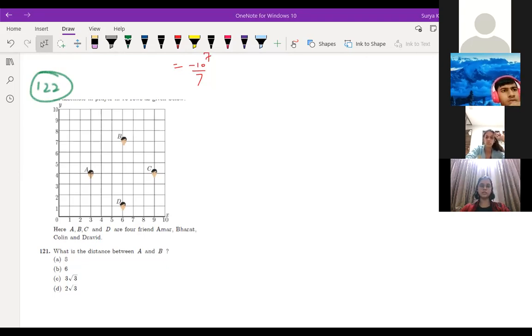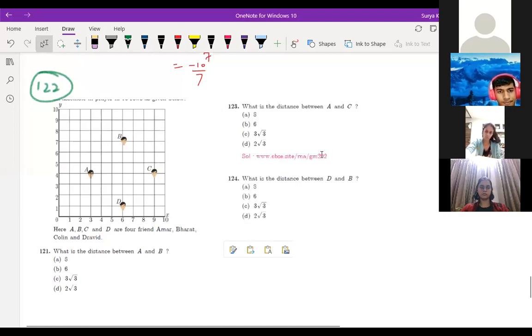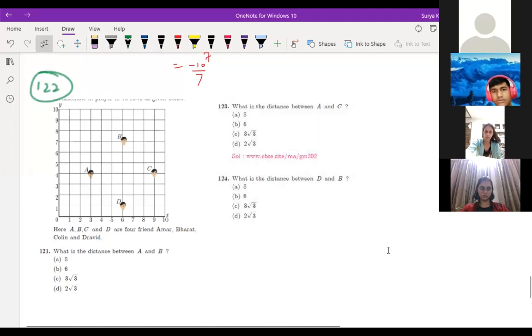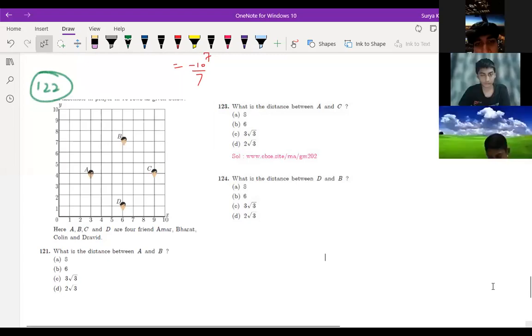One minute. Till 121 is there, so 122 to 125. What question I've written here, that much you will find. See, here also two questions are there, 123, 124.